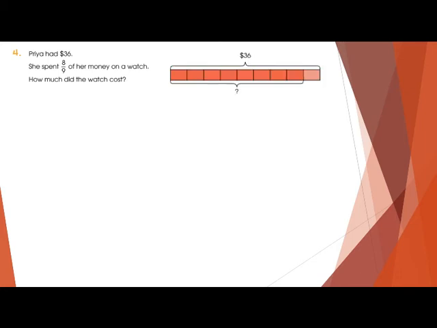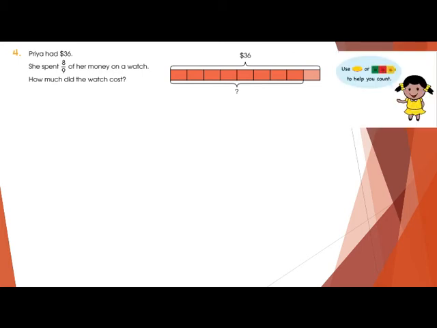Let's see the next question. Priya had $360. She spent 8 upon 9 of her money on a watch. How much did the watch cost? The total amount is 9 columns, so I'm making 9 columns and 8 are shaded, and the total amount is 36. What is the amount of 8 upon 9? You have to identify. You can use a circle, puzzles, or blocks to help you count.